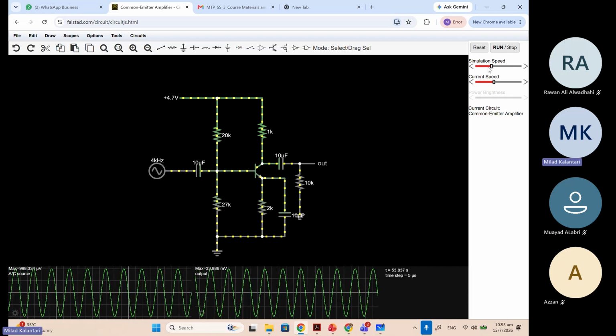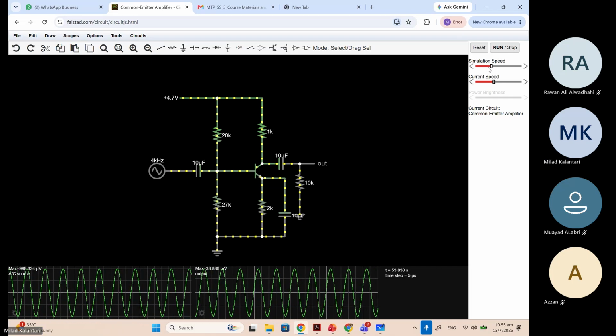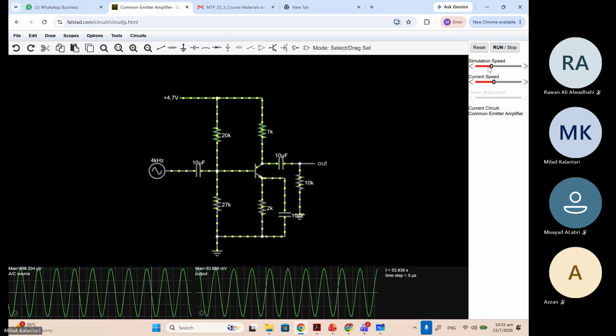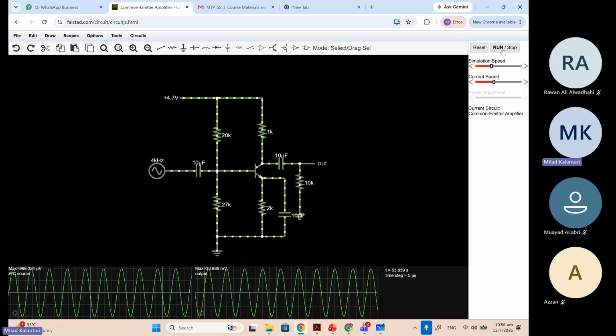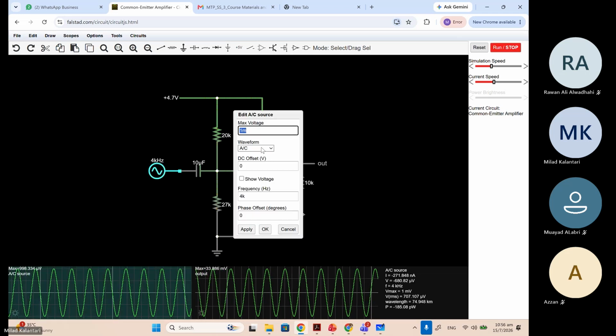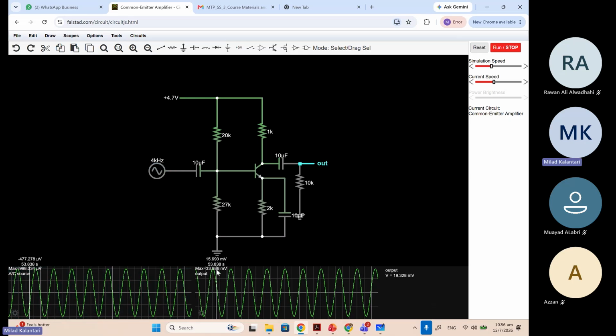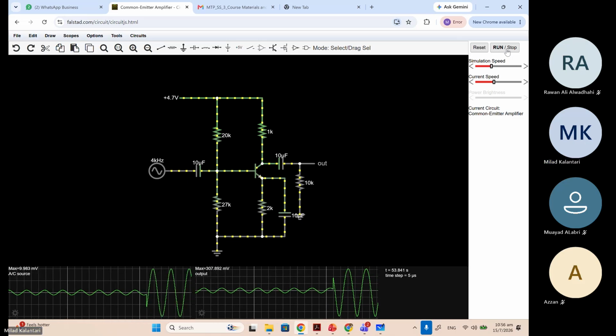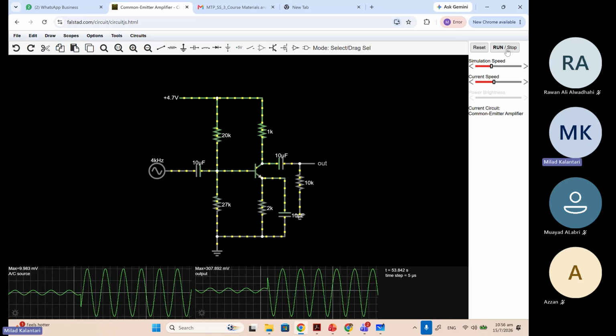So, one question. What if you increase the amplitude of the input? Like what if I increase the amplitude of the input 10 times? Yeah, the output should be 10 times more, meaning that it should reach something around 340 millivolts, right? Let's start. So it's okay so far, right?